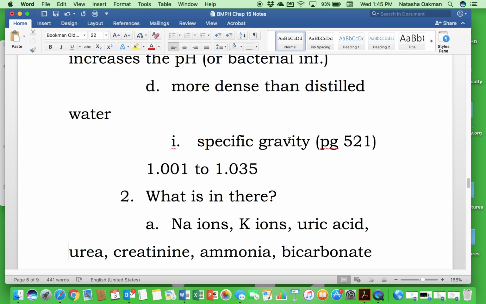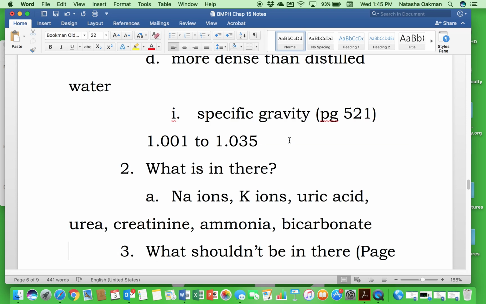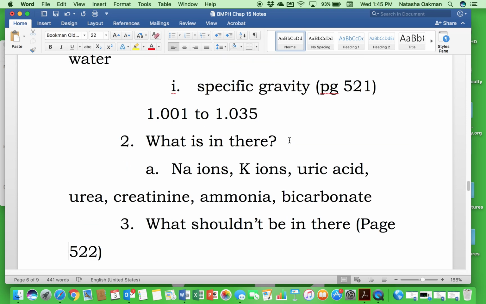So now the fun stuff: if that's what is in urine, what shouldn't be there? Once again, there's a chart. This is the page number in my textbook. I have no idea what page it's on in your version of the textbook. One of these days, that'll be my dream, that everybody in biomed will have the same version of the textbook, and I'll have a copy of it too. I don't think that's going to happen anytime soon, but it's a dream.